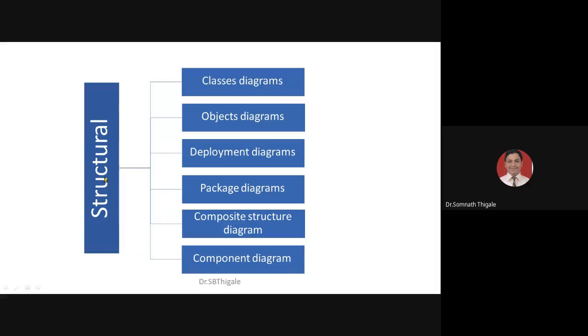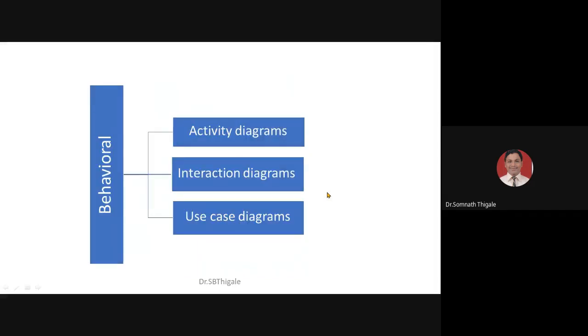So in case of structural diagram, we need to think about the three diagrams. Means as far as the structural part is considered, you have to have the three diagrams. The first is a class diagram, second a component diagram, and third a deployment diagram. Is it clear? Okay.